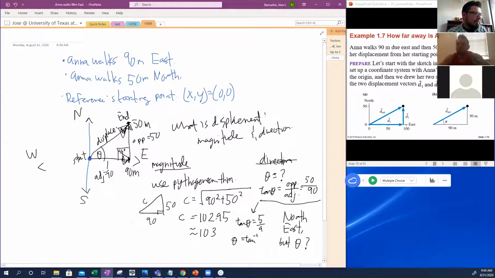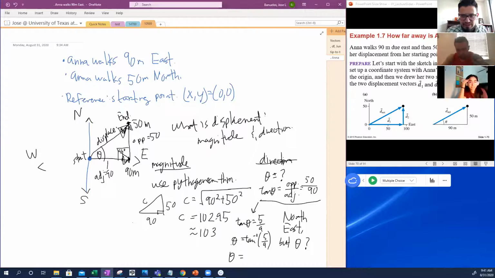Hopefully you guys remember that. Inverse tangent of 5 over 9. And if you have your calculator set to degree mode, you'll get an angle in degrees. Anybody have a number for that? I'm guessing it'll be kind of low, maybe like 15. I got 0.50. Okay, so you get 0.5. So do you know if that's in radians or in degrees?